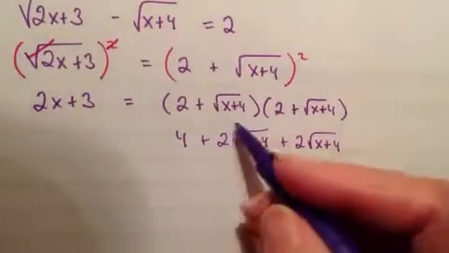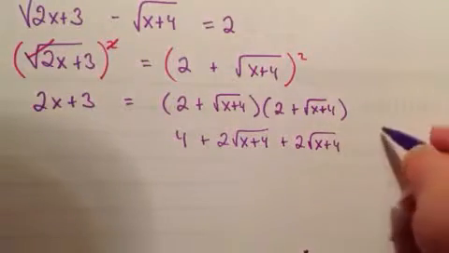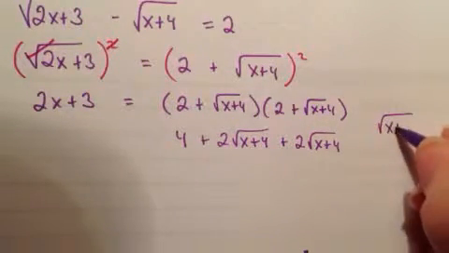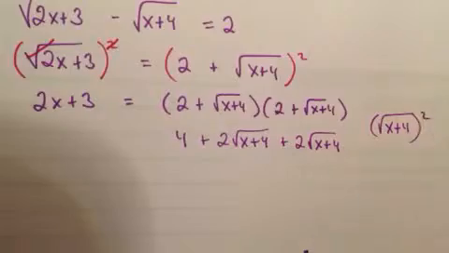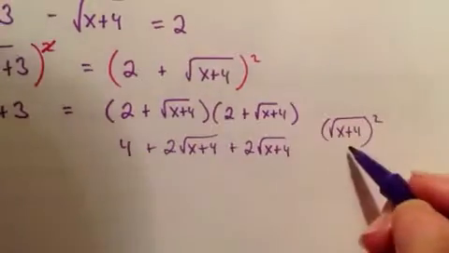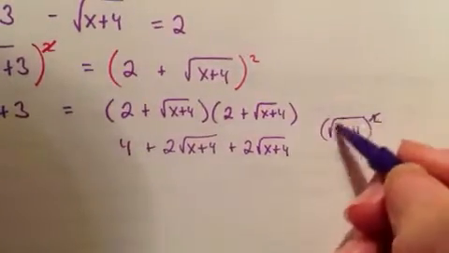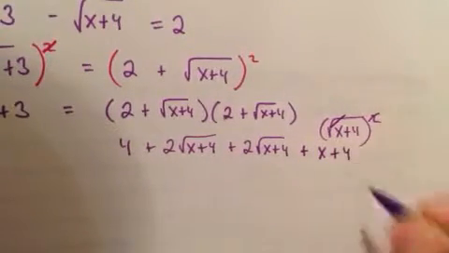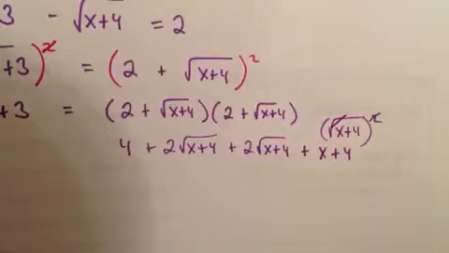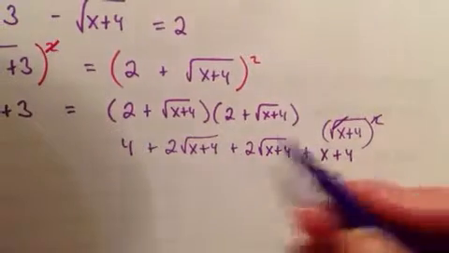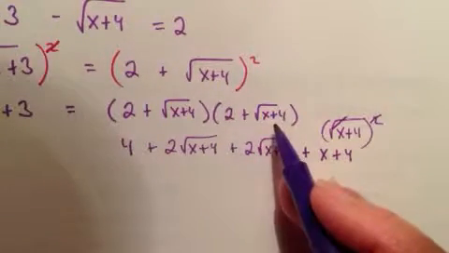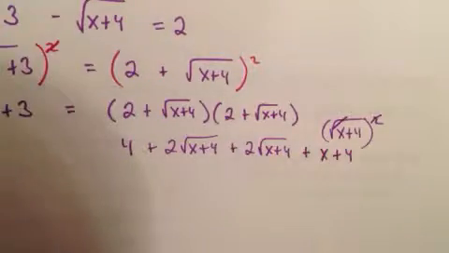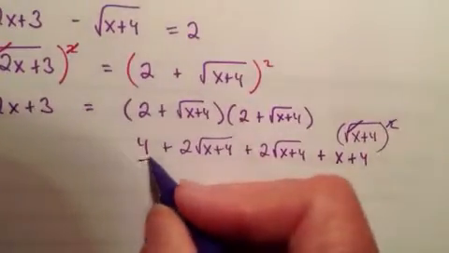But what is the square root of x plus 4 times the square root of x plus 4? Well, isn't that just x plus 4 squared? And the square root of x plus 4 squared, they cancel each other out, so I'm just left with x plus 4. I'm basically left with the guts, what's inside. Everybody understand that? Square root of x plus 4 times the square root of x plus 4 is just what's inside. So now I'm going to combine some like terms.